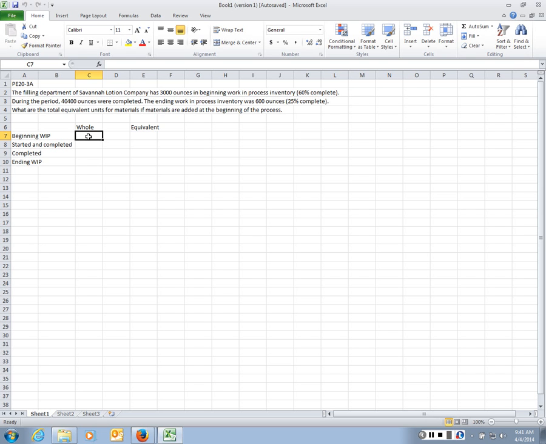All right, so it says that the Savannah Lotion Company had 3,000 ounces in beginning work in process. So it does say that they are 60% complete, but with all of your material problems, you are going to assume that materials are added at the beginning. So this 3,000 ounces, you're just going to ignore that 60%. You're going to put 3,000 ounces in beginning work in process. That means that those units were started last period and we're going to finish them now. That's why they're in beginning work in process, because they've already been started. We just were not able to finish them.